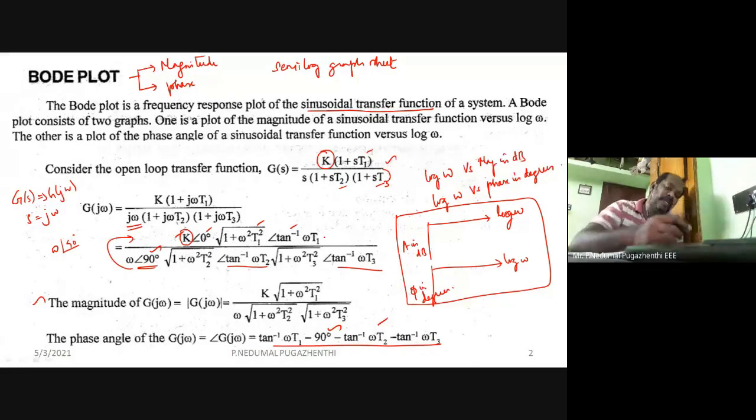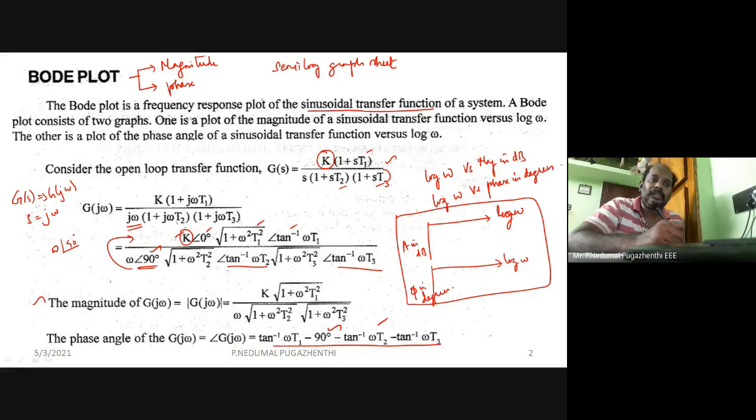So every term has to be considered separately and its equivalent magnitude in decibels has to be found. To get the magnitude in decibels, you are supposed to multiply that with a logarithmic 20 log of the value. And this logarithmic value depends upon what type of factor you have.